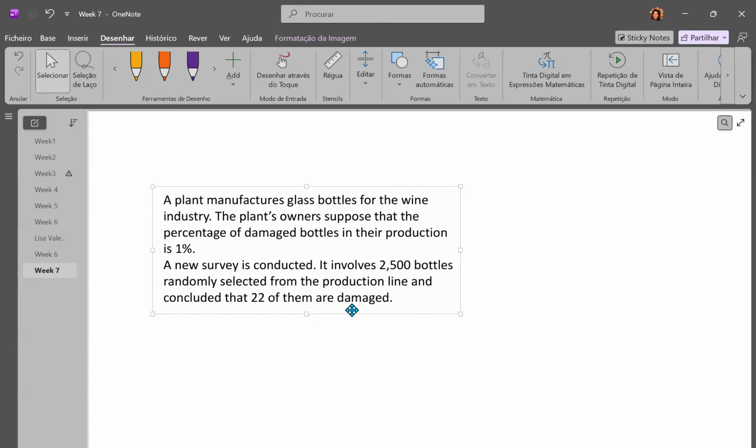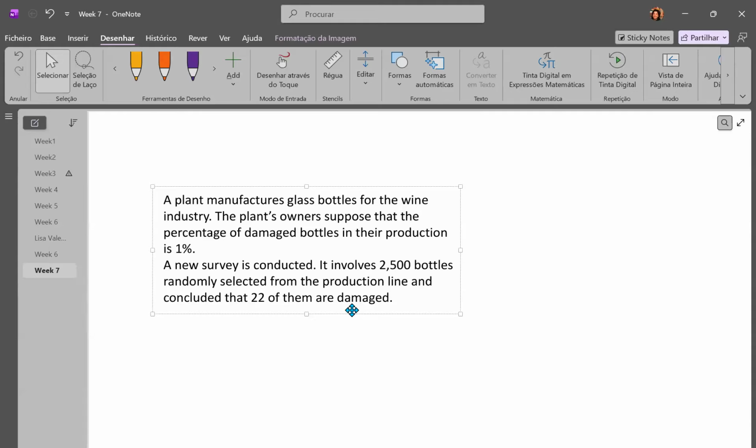So you have a very, very large production. You cannot go through the entire production of the factory. It's not possible. So you are going to select a sample, right? A subset. What is your subset? How many individuals do you have in your subset? 2,500. Exactly.